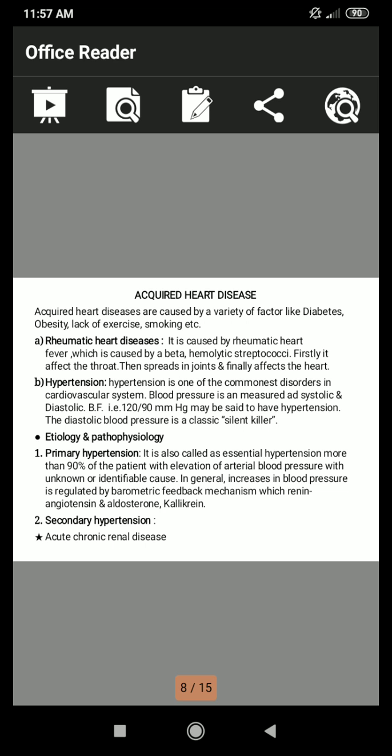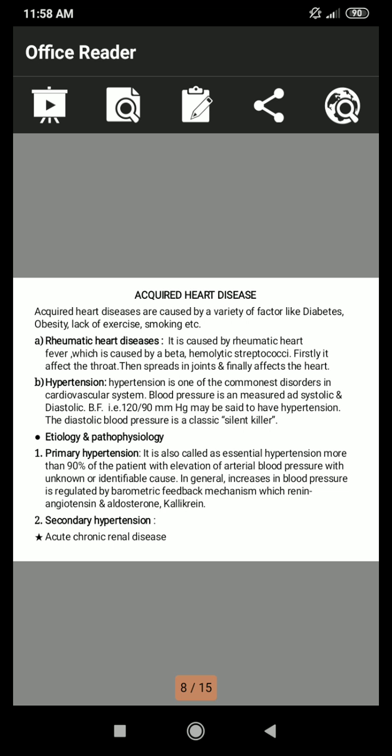Acquired heart disease is caused by a variety of factors like diabetes, obesity, lack of exercise and smoking, etc. In acquired heart disease, there is rheumatic heart disease, then hypertension. First is rheumatic heart disease. This disease is caused by rheumatic fever, which is caused by beta hemolytic streptococci. Firstly it affects the throat, then spreads to the joints and finally affects the heart. Then hypertension.